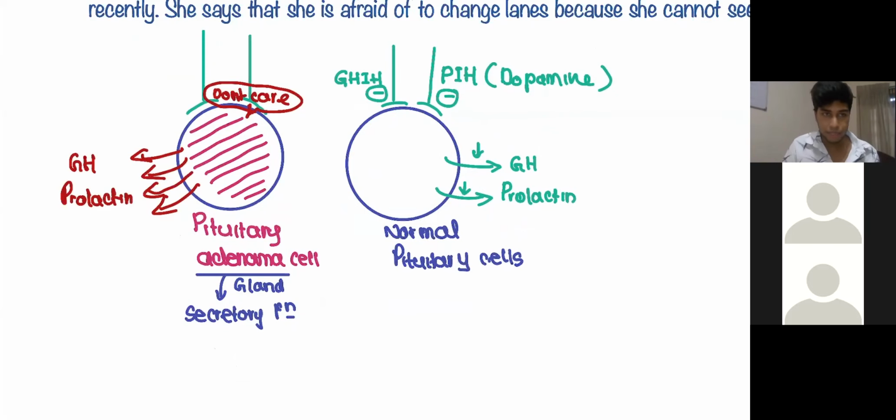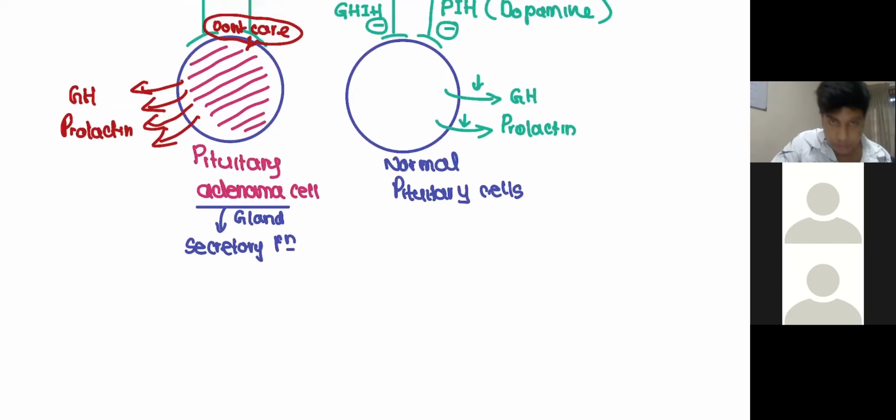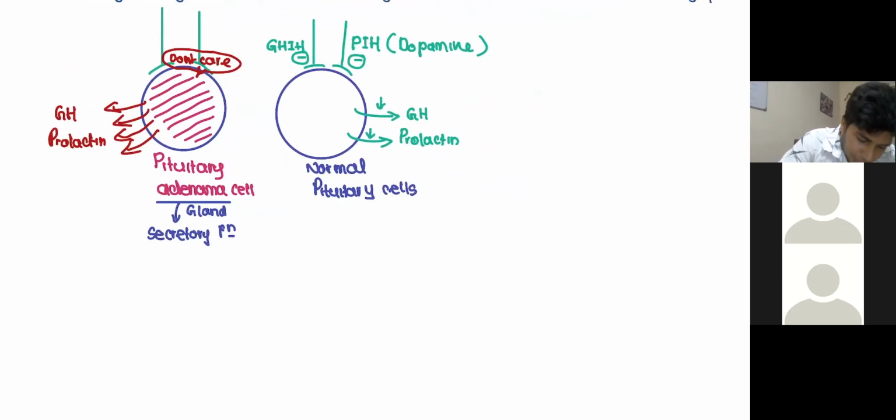So now tell me, what happens if there is excess growth hormone in a child? What is that condition called? Gigantism. Yes. What is excess growth hormone in an adult? Acromegaly. Do you know what happens in those two?